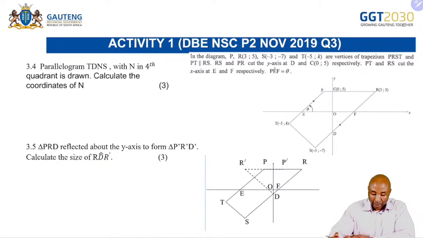3.4, we are told that parallelogram TDNS with n in the fourth quadrant is drawn. Calculate the coordinates of n. Now, this question requires us to add more information to the diagram to help us solve. So I will give you 6 minutes to answer 3.4. No, let me give you 5 minutes because we have done part of the work already. Let's answer 3.4 and 3.5 in 5 minutes. Let's attempt quickly.